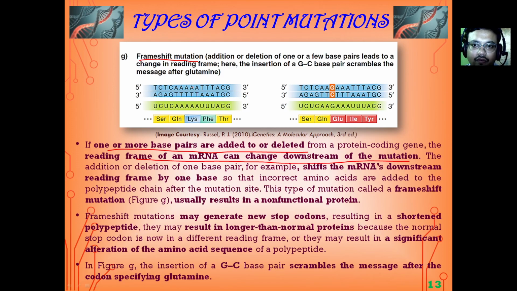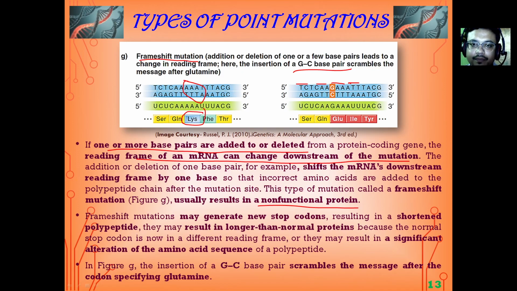Like here, when there is an insertion of a GC base pair before this particular lysine, as we know the codons are read in triplets like TCT, CAA, GAA, ATT. So after this glutamine, there was supposed to be lysine, then phenylalanine, but due to the insertion of the GC, a frame shift mutation takes place, and instead of this lysine, phenylalanine, the entire downstream glutamic acid, isoleucine, tyrosine, etc. gets inserted. Thus, it generally results in a non-functional protein.